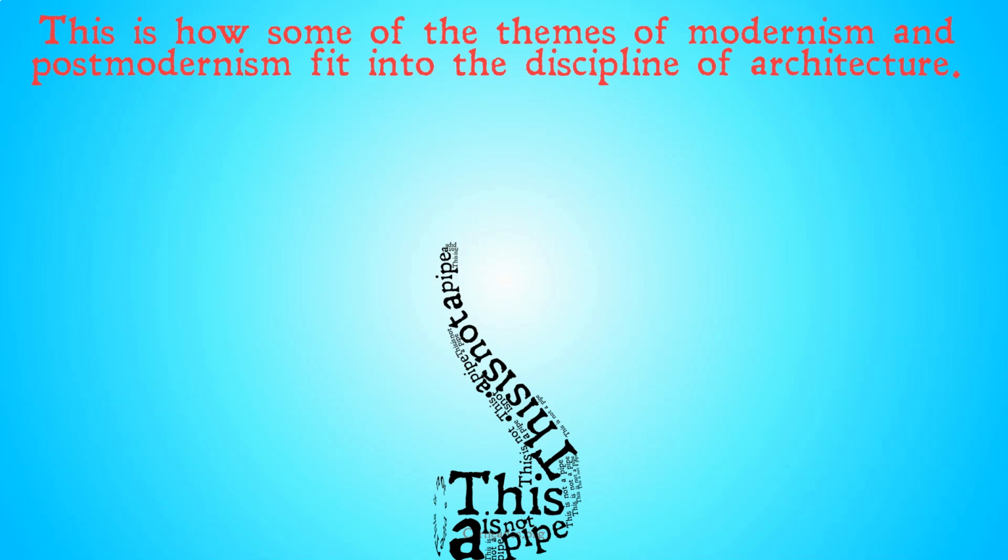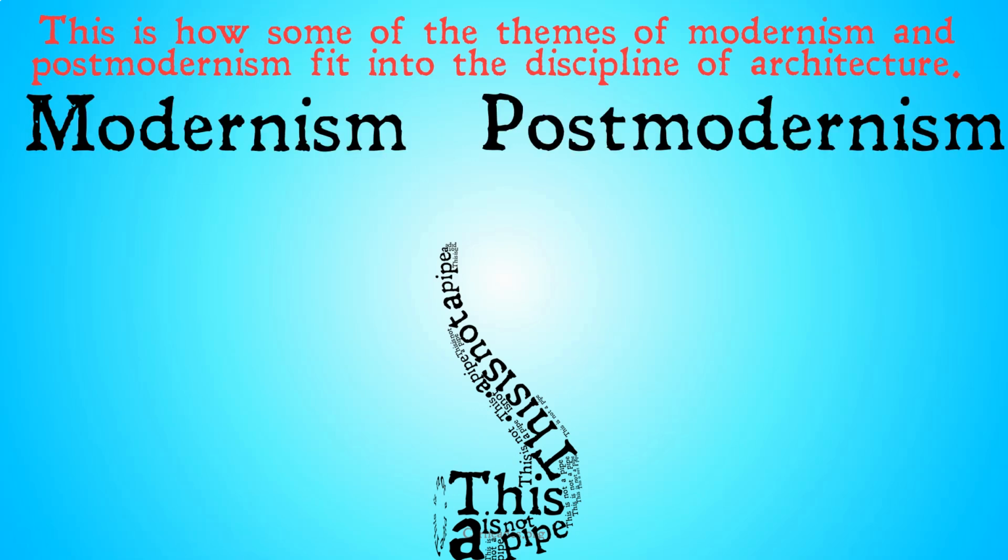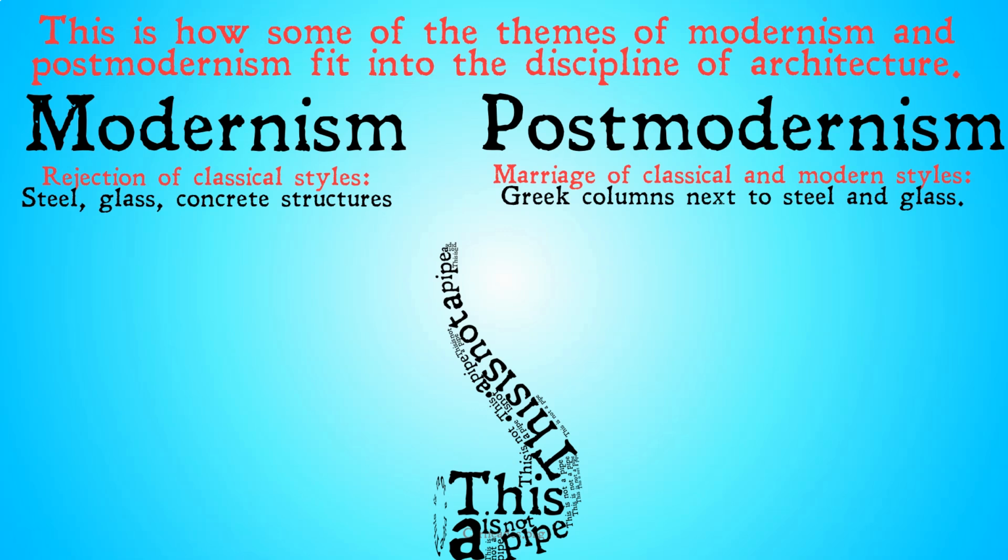Now, to give you a sense of some of the themes we talked about in the first video about postmodernism, here we're going to talk about a few of the themes in modernist and postmodernist architecture and how they fit in. So we have modernism on one side and postmodernism here. With modernist architecture, you have a rejection of classical styles. So you have the use of steel, glass, and concrete structures, whereas postmodernist architecture is a marriage of classical and modern styles. You'll see Greek Ionic columns next to clearly modern steel and glass structures, or paired together in the same building.